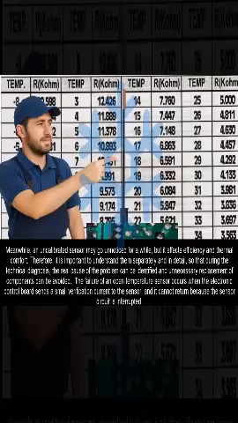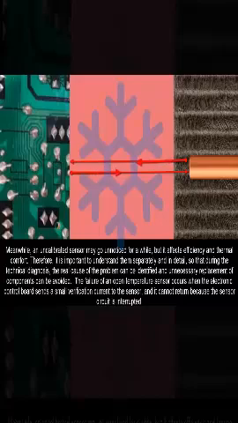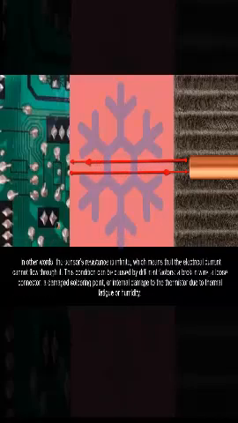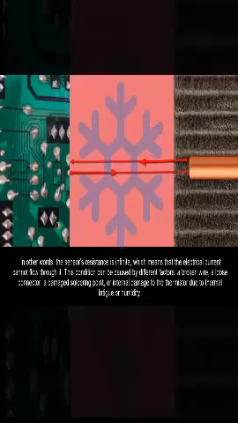The failure of an open temperature sensor occurs when the electronic control board sends a small verification current to the sensor, and it cannot return because the sensor's circuit is interrupted. In other words, the sensor's resistance is infinite, which means that the electrical current cannot flow through it. This condition can be caused by different factors: a broken wire, a loose connector, a damaged soldering point, or internal damage to the thermistor due to thermal fatigue or humidity.